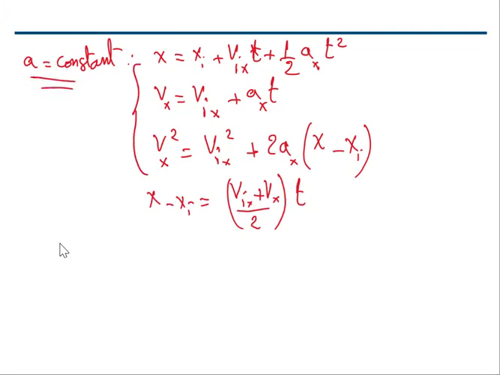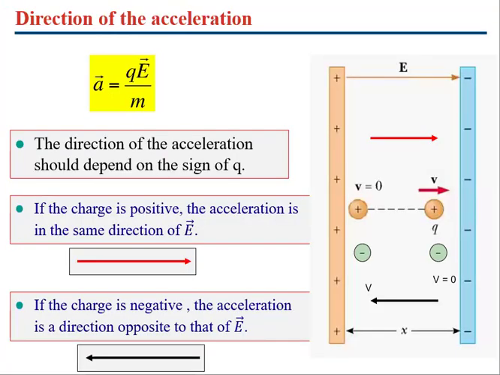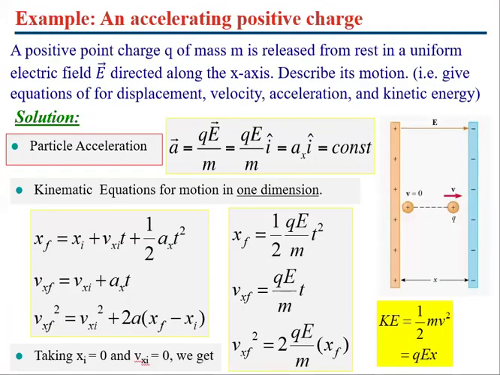Good. We take an example. Before the example, the direction of the acceleration should depend on the sign of q. As we said here, A equals Q E over M. When Q is positive, A and E are in the same direction. When Q is negative, A and E are in opposite directions. Okay, we take an example.